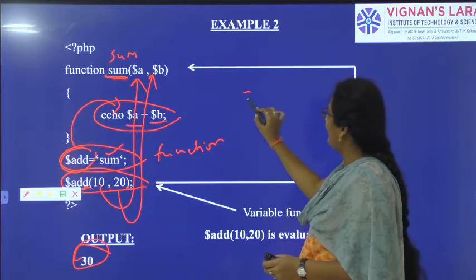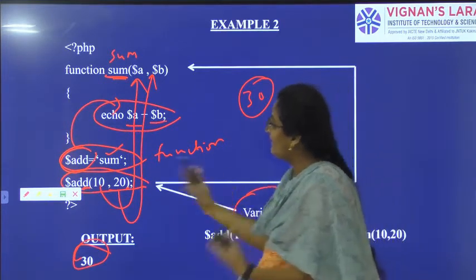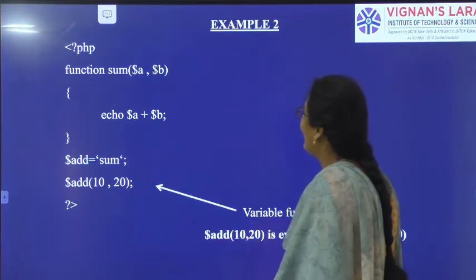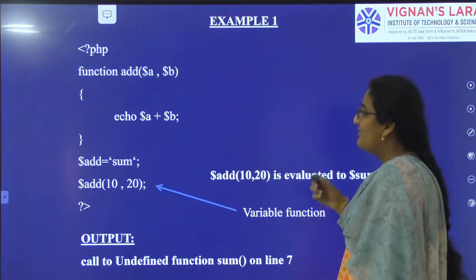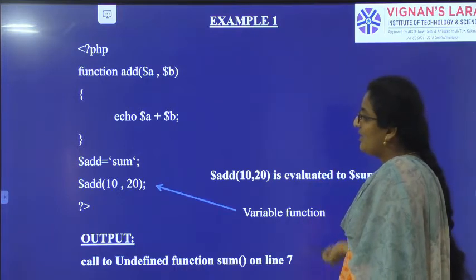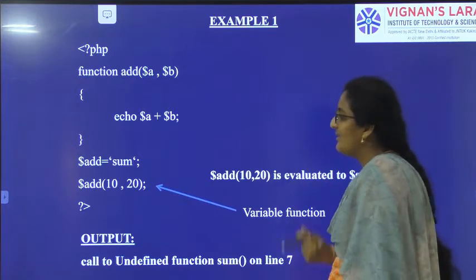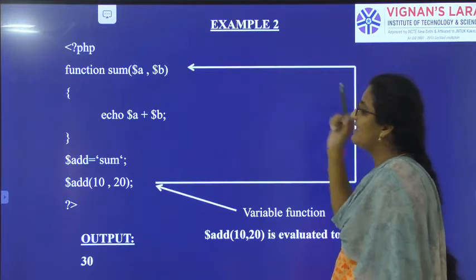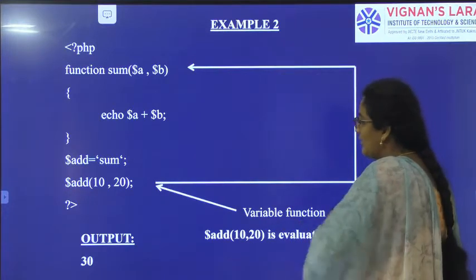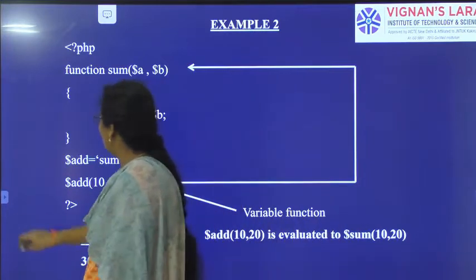In this example, we will get the output 30 using a variable function. But in the previous example, we can't get the answer 30. In that example also, we are using a variable function only, but we cannot get the answer 30 because the sum function is undefined. In this example, the sum function is defined. So if we are using a variable function also, we can get the output 30. So let us see.